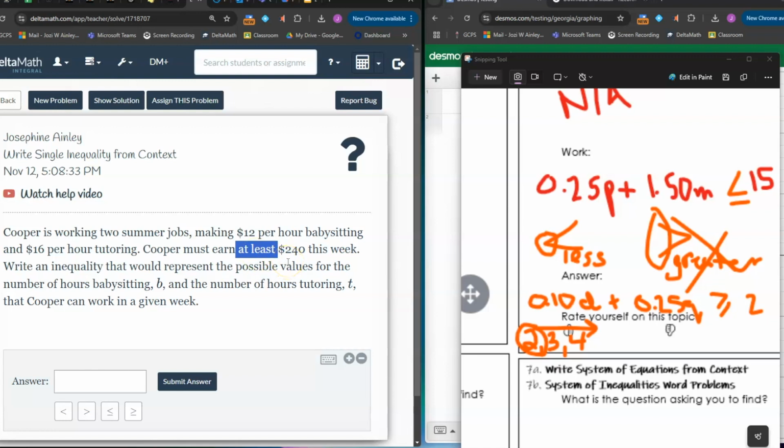Okay, can I have 239? No, because I just said I have at least 240. That means 240 is the minimum I can have. So I can have 240. Can I have 241? Yes, because it says at least. So this one is greater than or equal to. All right, that's all there is to it.